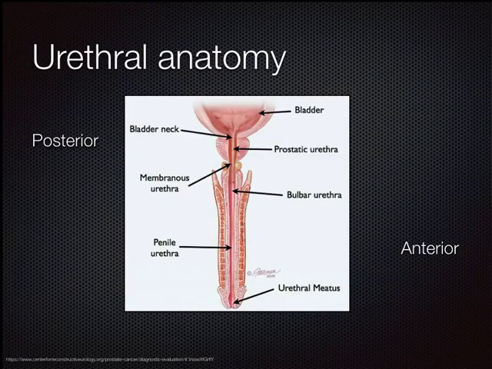So the urethra is traditionally divided into anterior and posterior parts. The anterior urethra is surrounded by the corpus spongiosum. It includes the bulbar urethra, which is enclosed by the bulbospongiosus muscle, and the penile urethra that runs from the distal margin of the bulbospongiosus to the fossa navicularis and external meatus.